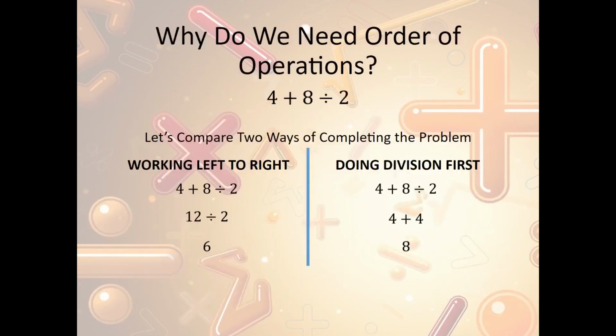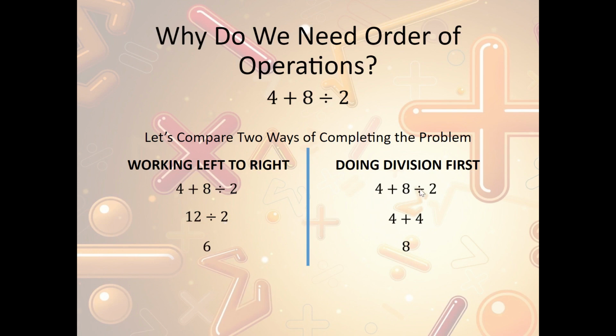First of all, why do we need order of operations? So let's compare two ways of completing the problem. So we have 4 plus 8 divided by 2. Now, if we work from left to right, we would add 4 plus 8, which is 12, and then divide that by 2 and we get 6.